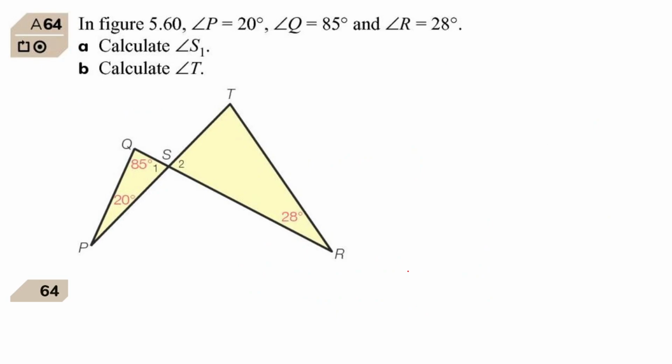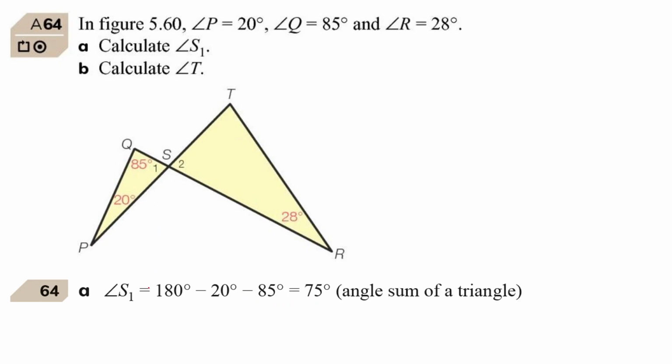Okay. Do I have another example about this? I think exercise 64 is also about this theory. So let's take a look, then I incorporate it into this video. In figure 5.60, angle P is 20, angle Q is 85, and angle R is 28 degrees. At A, they want us to calculate S1. Well, S1 is now quite doable, because in this triangle I know two out of three angles. So angle S1 is equal to all angles together, which is always 180, minus 20 minus 85, equals 75 degrees. Don't forget the rule, angle sum of a triangle.